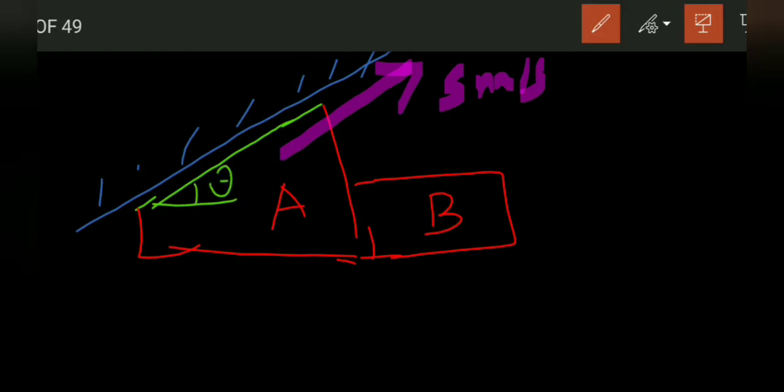Then what is the velocity of block B? What is the velocity of the block B? This will be the velocity that is perpendicular to both the surfaces. That is 5 cos theta. Now I think it is clear how to tackle the wedge block problems.